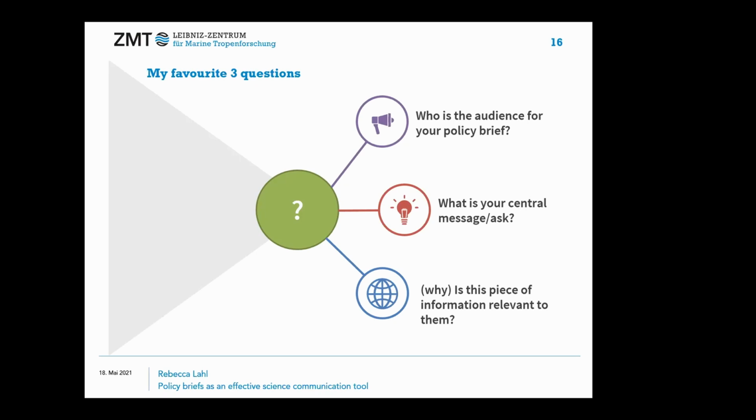Another question that often comes up when I review a policy brief is, why is this piece of information relevant to the policymaker? Sometimes scientists tend to put a lot of interesting facts and knowledge, or define what needs to be known, but you need to filter your text to look at what actually are the findings that support your argument.